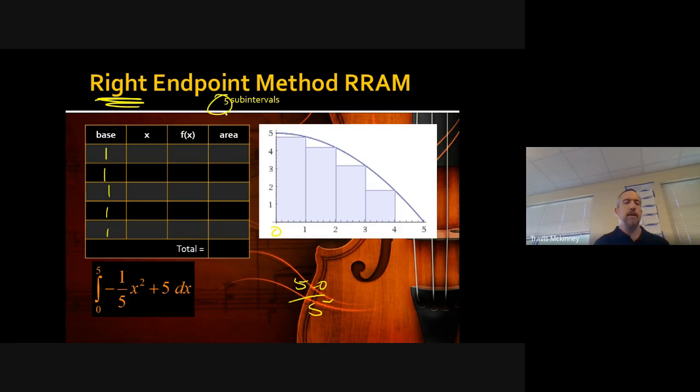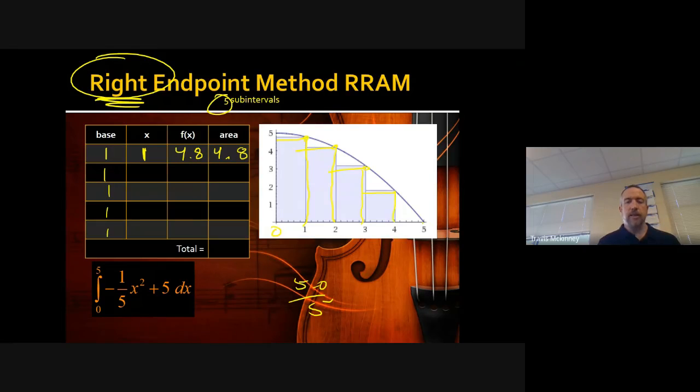I don't care about the left side. I care about the right side. So on the right side of 0 and 1, the first x value is 1. And then f of 1 was 4.8, and so this first area is 4.8. So everything's the same, except I'm using the point that's on the right side to draw the rectangle instead of the point that's on the left side.